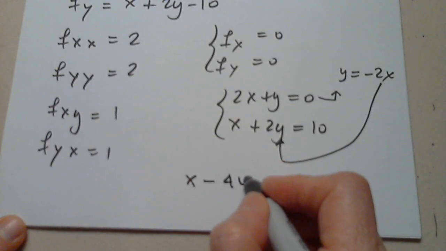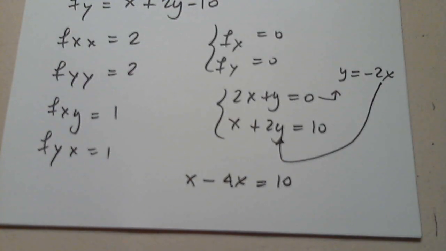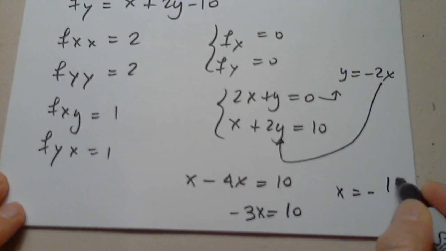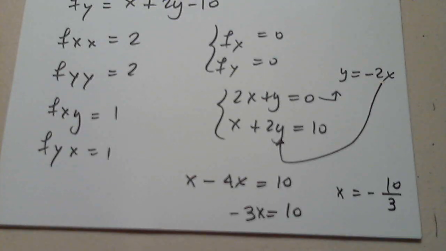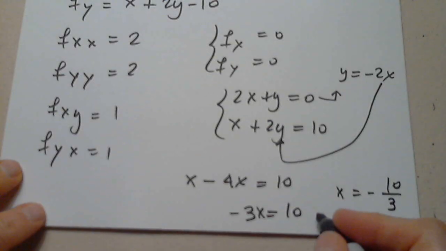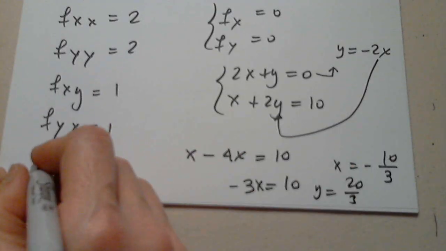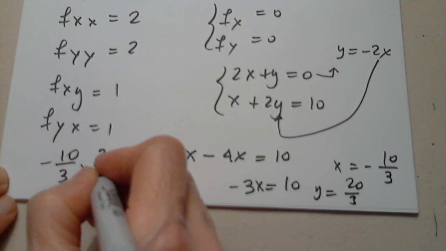So we have x minus 4x equals 10. And then x minus 4x is negative 3x equals 10. So x equals negative 10 over 3. Ugly, but that's the situation. I have to find y. So I have to multiply this by negative 2. So then y equals 20 over 3. So the critical point is negative 10 thirds comma 20 thirds.